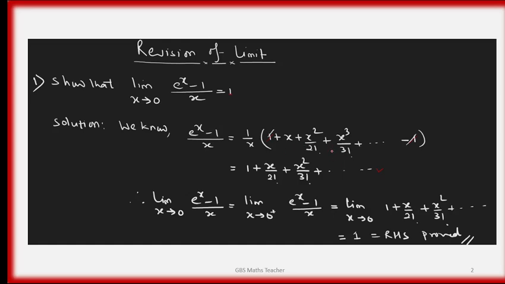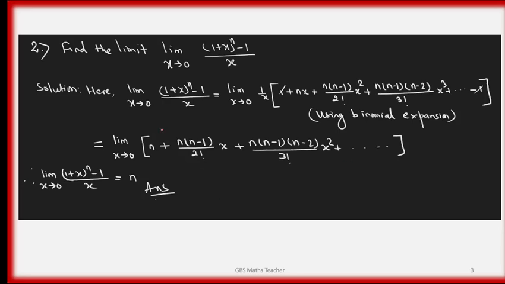Now moving to the next question, find the limit, that is limit x tends to 0, ((1 plus x) to the power n minus 1) by x. We have to use binomial expansion. Here limit x tends to 0 of ((1 plus x)^n - 1)/x equals limit x tends to 0, taking 1 by x common, times the numerator, 1 plus x to the power n.